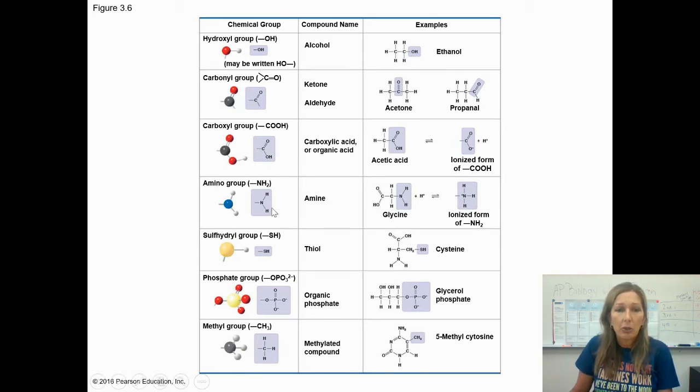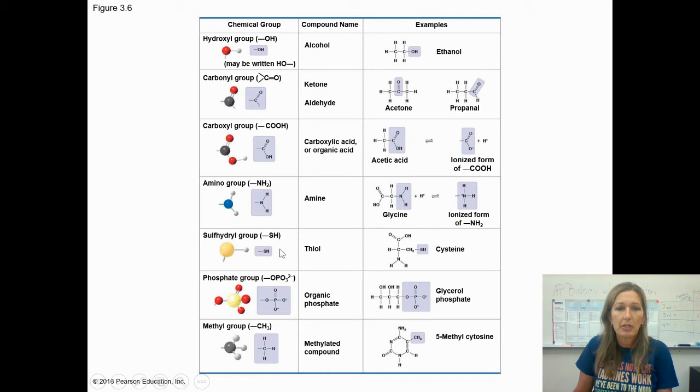Now your amino group is NH2. Recognize it in 2 different forms. You can have it in the ionized form, where it's gained a hydrogen, so it has a positive charge, or it doesn't have the hydrogen. Your amino group is your only functional group that has a nitrogen. This is going to be really important when we're recognizing amino acids. An amino acid has an amino group on one side and a carboxyl group on the other.